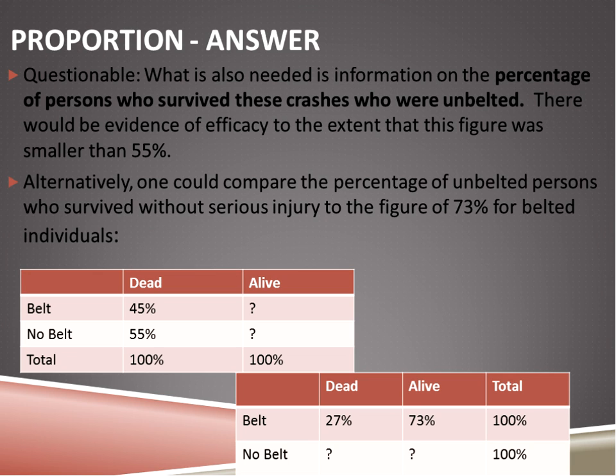So the answer is we really don't know, because how many people were in car crashes that were belted in and lived, and how many people were in car crashes that were not belted in and lived? It leaves us wondering what the data really looks like. When we're comparing percents, we really need to have data on all 4 aspects: belted and unbelted versus dead and alive.